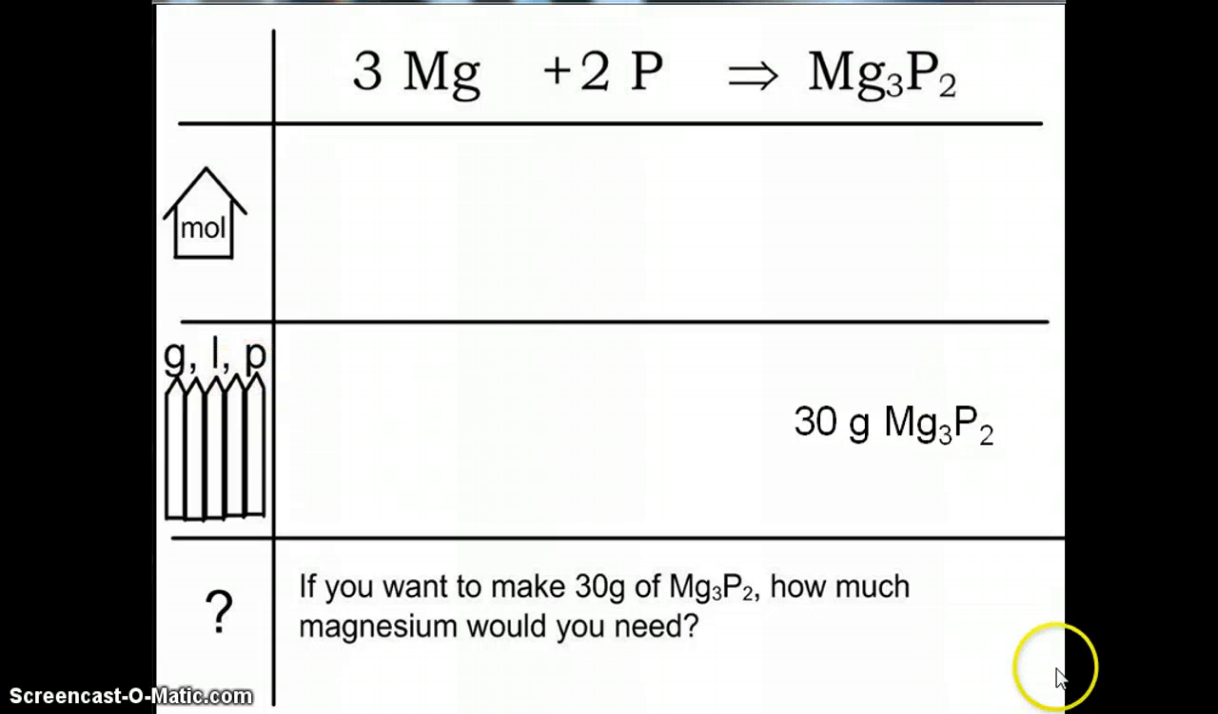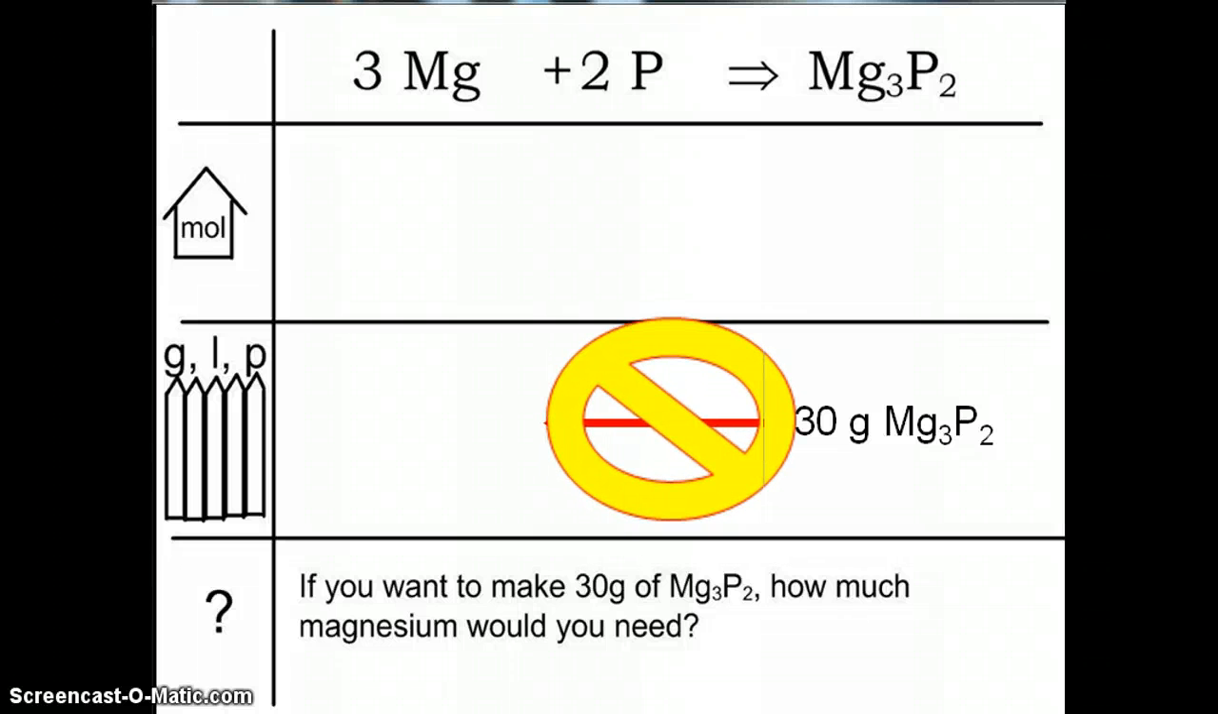Okay. Now, what would be very easy for us to do is simply go from 30 grams of magnesium phosphide to 3 times that for the magnesium, but we cannot do that. We cannot go on the fence from side to side. So this is one of the reasons that we use the Karate Kid as an example. Of course, you don't want to paint the fence side to side, you paint the fence up and down. So we're going to make sure to remember not to allow ourselves to go from grams to grams ever.